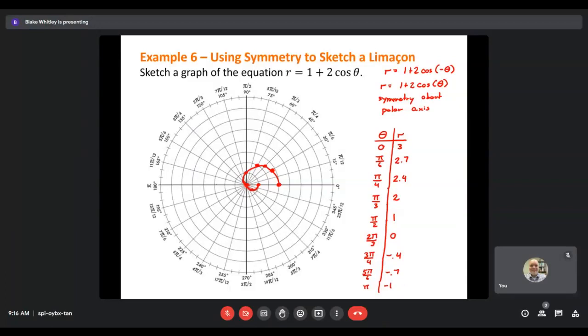Okay, so that's what I've got so far. But remember, we said there should be symmetry about that polar axis. So now I know exactly what the other side of this graph is going to look like. So I'm just going to reflect all of these points over the polar axis, and then I'll connect them. So this point that was at pi over 6 is now down here at 11 pi over 6. The one at pi over 4 should be at 7 pi over 4.